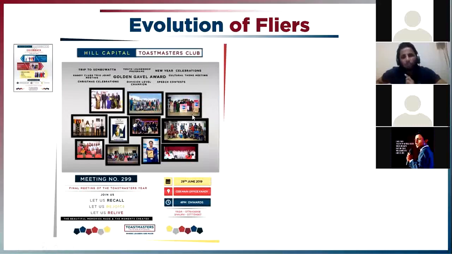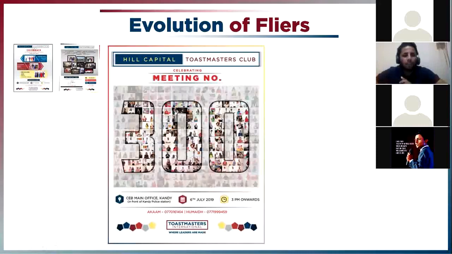To bring back all the memories, I designed this flyer where it looks like a wall and all the pictures are hung. And then this was the flyer I designed for the 300th meeting of our club. You can see these collages of photos of all our members. I said I take a lot of photos. I made a collage, and I think there are 300 pictures. I can't remember exactly, it was 300 or something, maybe.